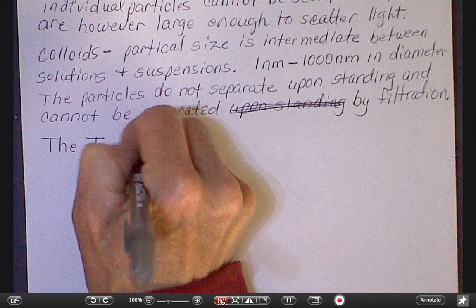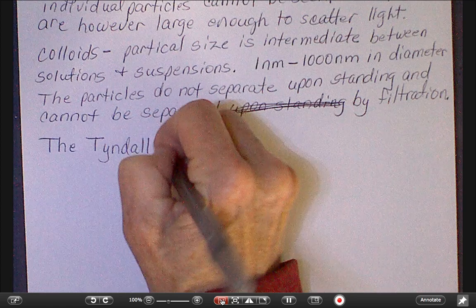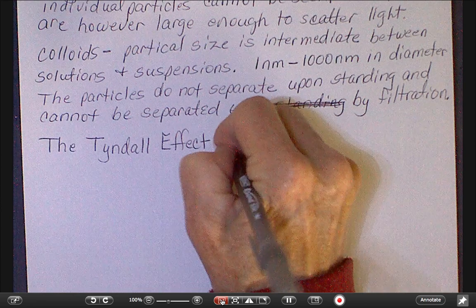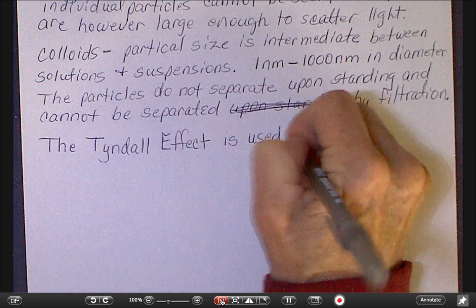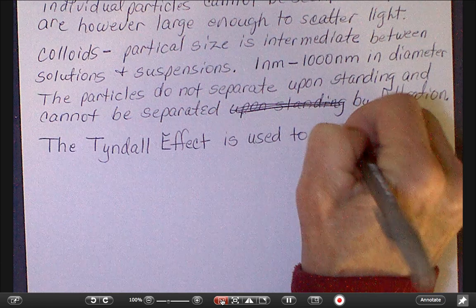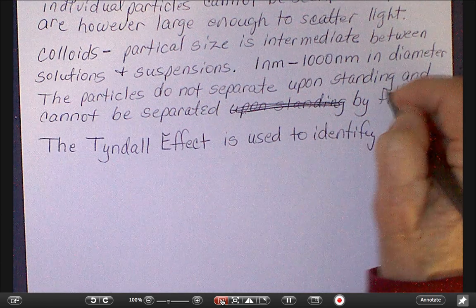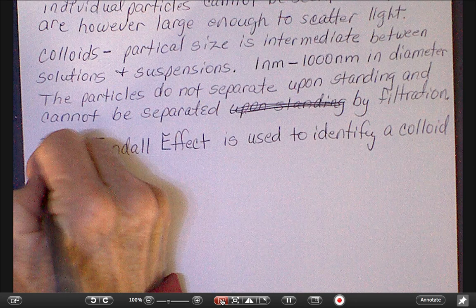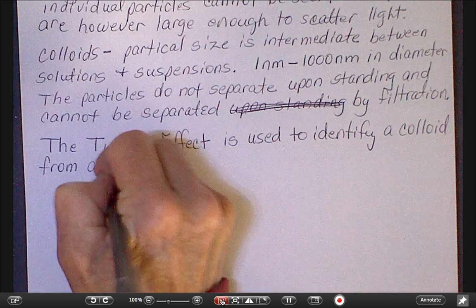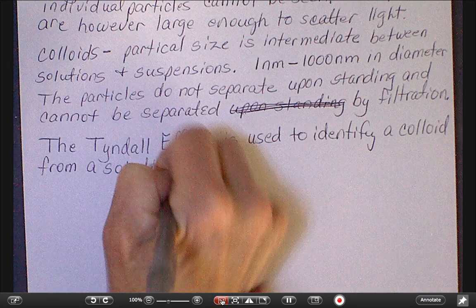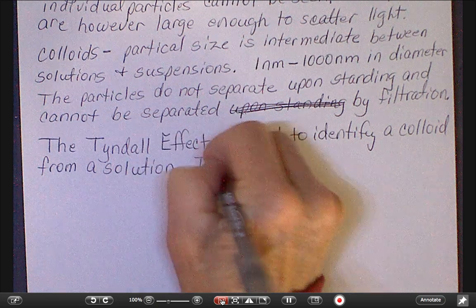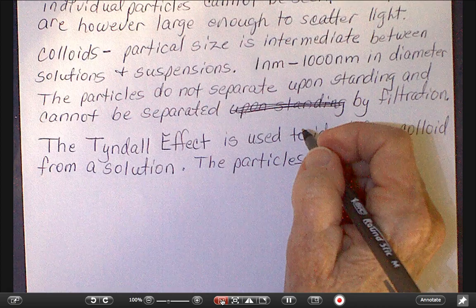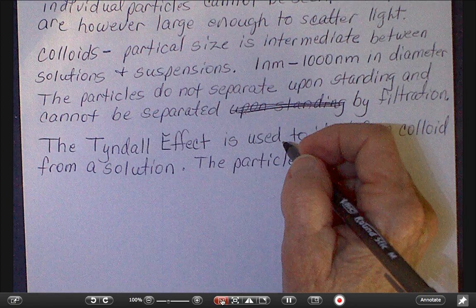The Tyndall effect is used to identify a colloid from a solution. The particles, excuse me, in a colloid will scatter light.